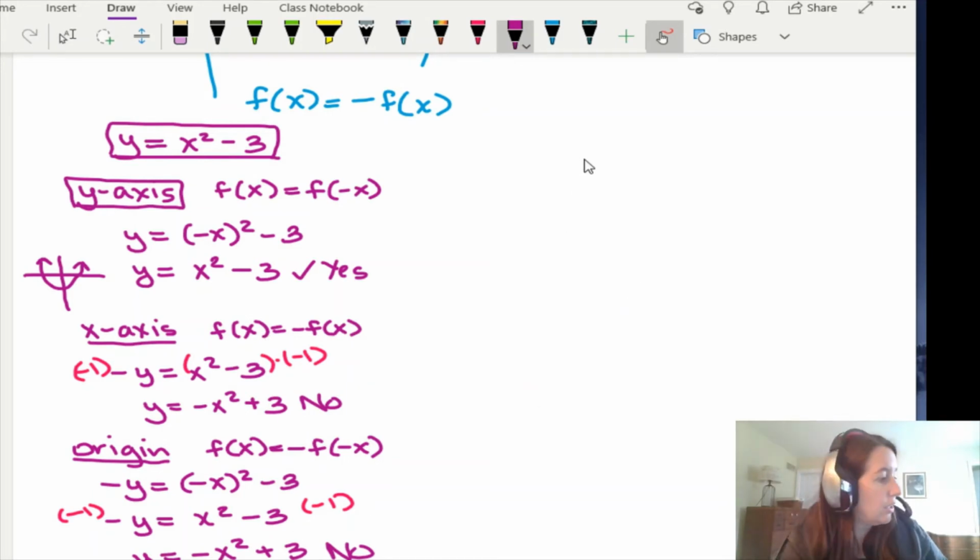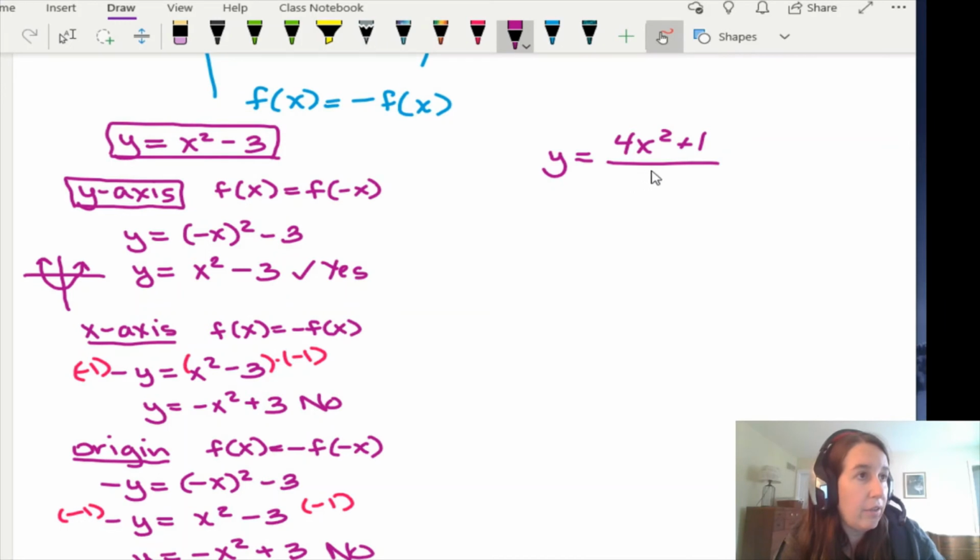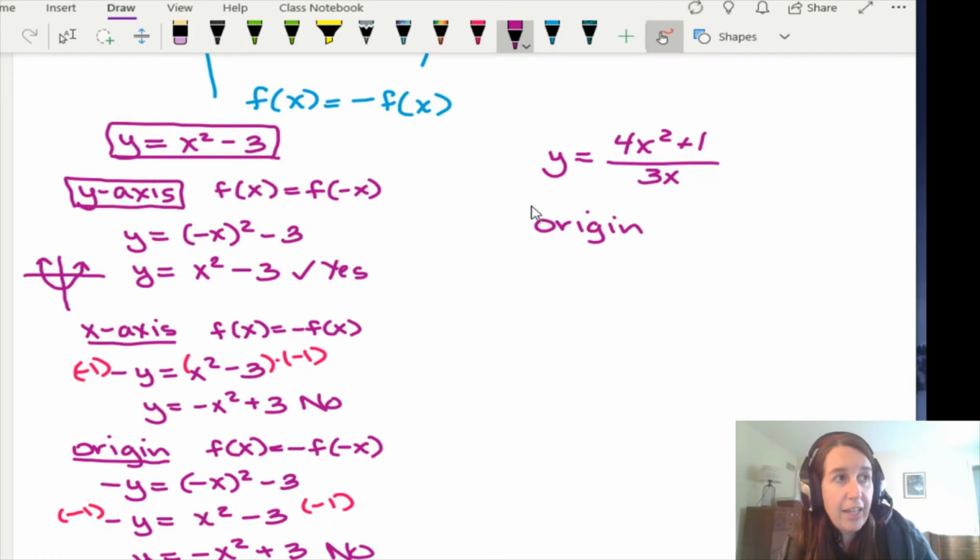All right, here's another example. It's kind of a challenging one. I want you to be able to understand the hardest ones. So y equals 4x squared plus 1 divided by 3x. Okay, so we could try all three tests, the y-axis, the x-axis, and the origin. But I do want to just jump right in and show you why it would be the origin. So we're going to start with the origin test.